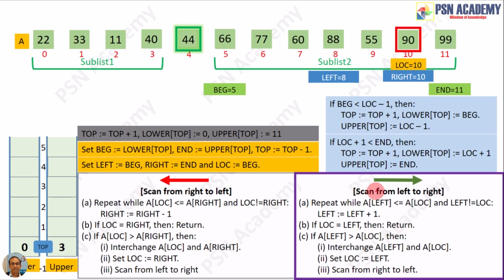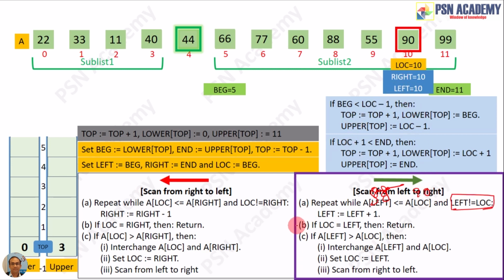A left is 88. A LOC is 90. It's true. Left is not equal to LOC is also true. So bring left forward one step. That means left is at 9 now. You compare A left, that is 55. This one is 55. It is less than 90. So bring left forward. Now you see that left and right both are same. So your while loop stops.